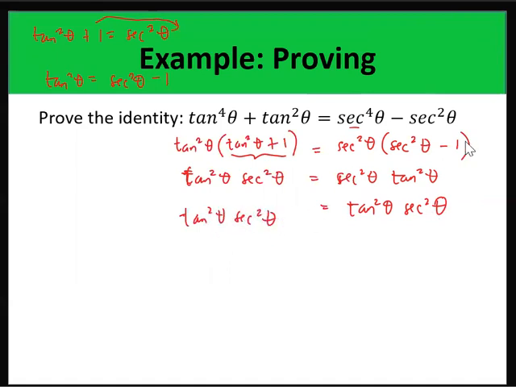So this proves this particular identity. Observe that we manipulated the left side, we manipulated the right side, and then at some point, we have shown that both sides are the same.